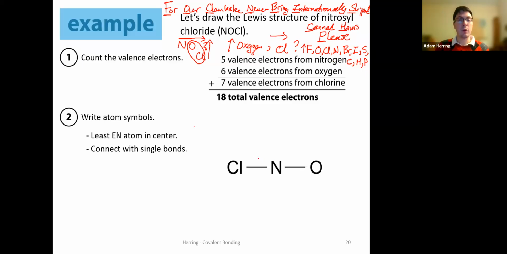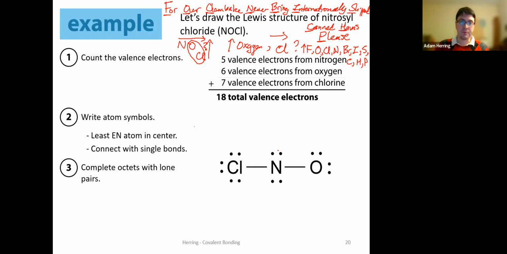Okay, so at this point, we've used 4 electrons. We have 14 left over. Now we distribute the electrons to the exterior atoms as lone pairs to try and complete their octets. We put 6 on the chlorine, put 4 on the nitrogen, and 4 remaining on the oxygen.